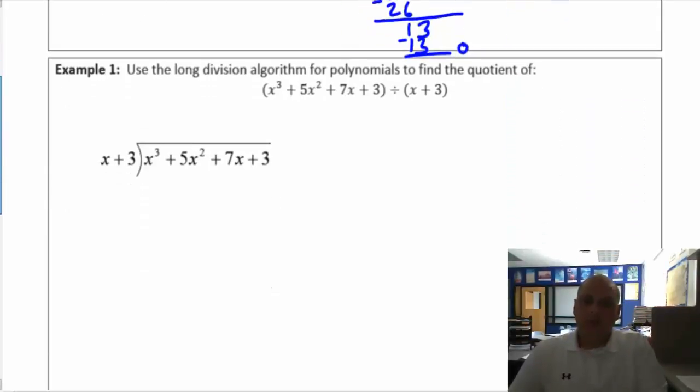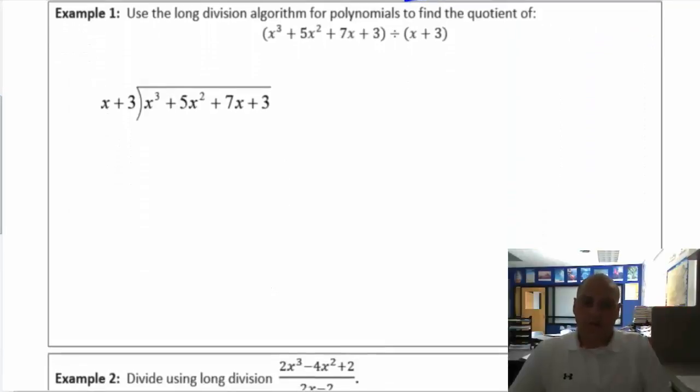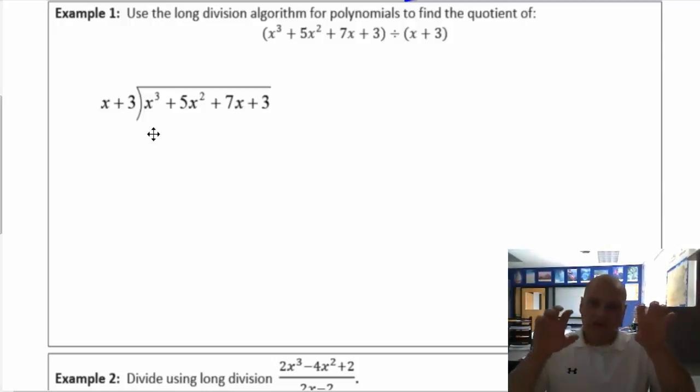Now, let's move on to see how this would work with polynomials. X plus 3 is the divisor, and x cubed plus 5x squared plus 7x plus 3 is the dividend. Alright, so let's see how this works. What you're going to do, and this is what you have to focus on, is just taking the first term of the dividend and the first term of the divisor. That's all you have to worry about. First term of the dividend, first term of the divisor. How many times does it divide in?